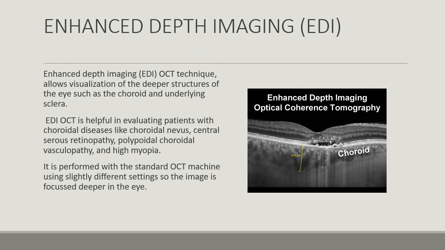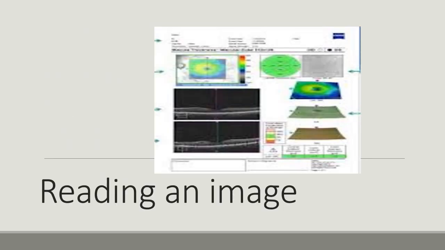Then we have enhanced depth imaging, which is nowadays very popular. The images are taken with the standard OCT machines, but with a slightly different setting, and the main focus is on the deeper parts of the eye. It can show you the choroid, the choriocapillaris, and it can even focus up to the sclera. The choroidoscleral junction can also be visible. So it is particularly important in choroidal diseases like nevus, central serous retinopathy, polypoidal choroidal vasculopathy, and high myopia.